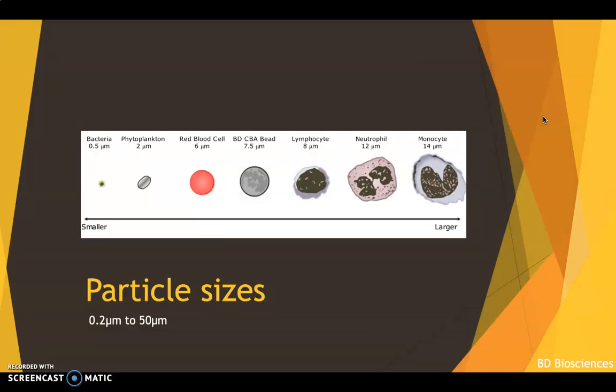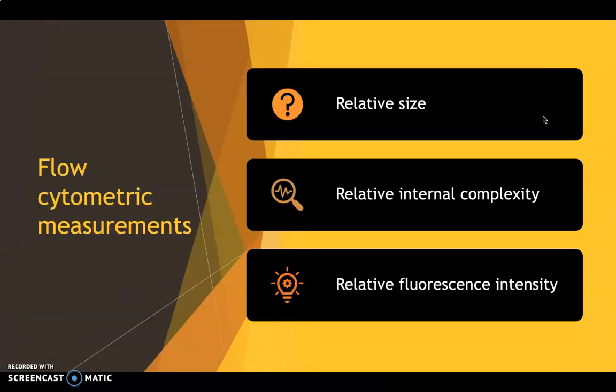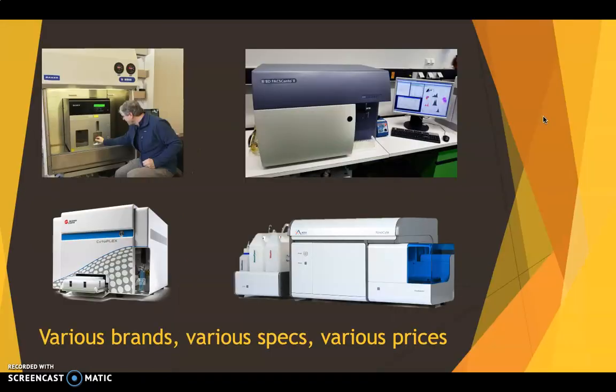So basically, the typical particle or cell size that are acceptable by a flow cytometer is from 0.2 micrometer to 50 micrometer. This will cover all those bacteria, lymphocytes, as well as monocytes and granulocytes. So three main important measurements that will be considered in a flow cytometric analysis are: first, relative size; second, relative internal complexity; and thirdly, relative fluorescence intensity.